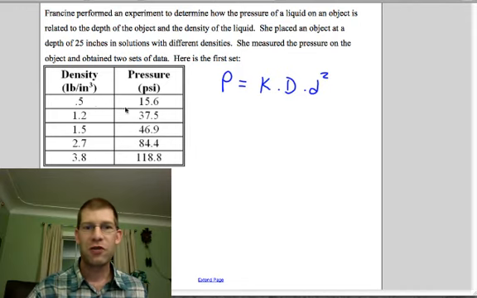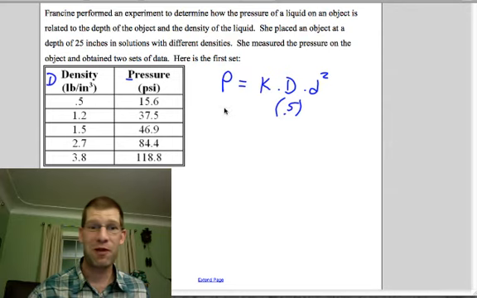So really we could use any of these points here for the capital D, because density was the capital D and capital P was the pressure. So those don't really matter. None of them look insanely wonderful, so I'm maybe just going to go with the first one. So I'll put 0.5 for my capital D, putting it in parentheses just to separate it from everything else. There's nothing special about that. But then I have 15.6 as my pressure, equals k.